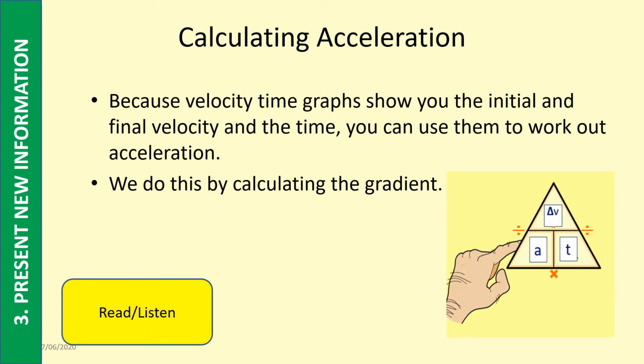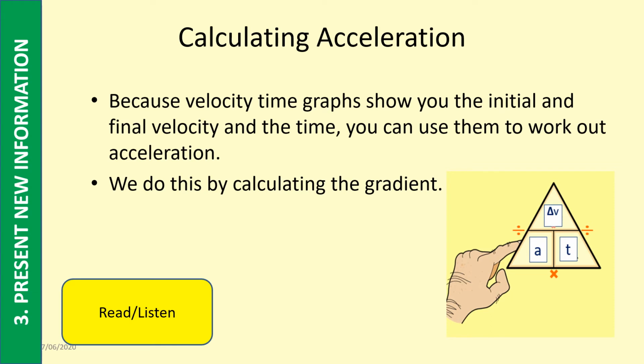We can use velocity time graphs to calculate acceleration. And this should be clear to us because we've already worked out acceleration using a formula. Acceleration is equal to the change in velocity over the time taken. Well, we know on a velocity time graph, we can find the change in velocity for any part of the journey, and we can read the time off it. So the graph can be used to calculate the acceleration.